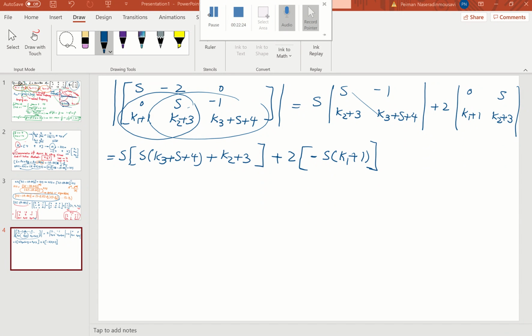Stop it. I see that guys, I made a mistake here, sorry. I was wondering where my mistake was. So this is 2 in these elements, 0, minus 1, k1, and I see that s in this is k3 plus s plus 4. Now I got it. Okay.